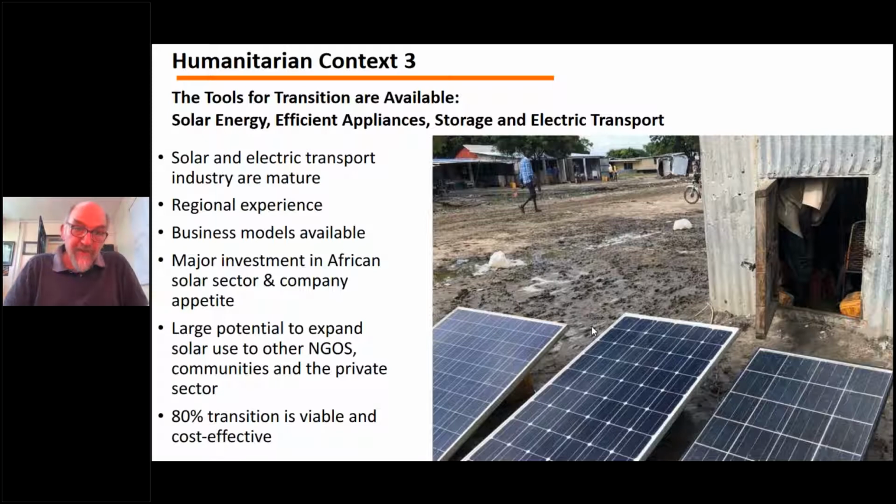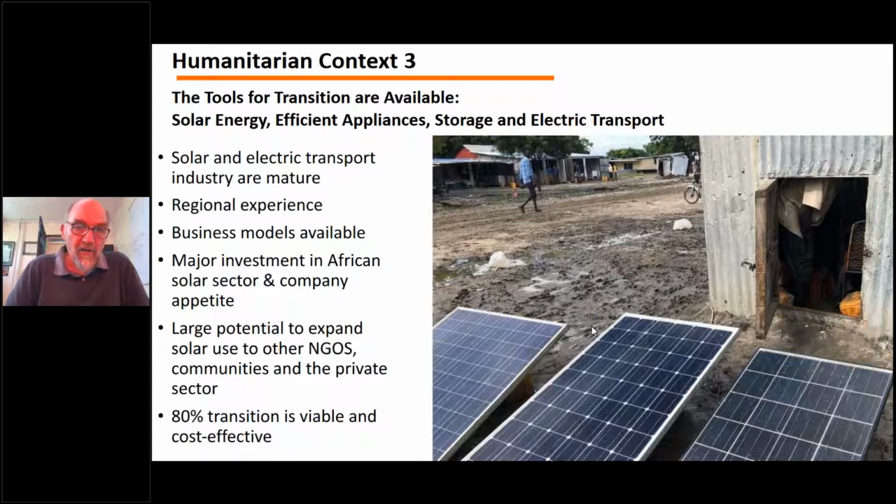However, the good news is that the tools for the transition are available today. Solar energy, efficient appliances, storage, batteries, and electric transport are available. And it's actually in the long term lower cost than trucking and fuels. It has much less environmental footprint, and the solar and electric transport industries are mature. And in Africa, increasingly, there is regional experience.